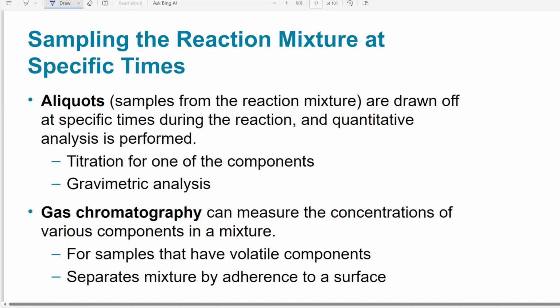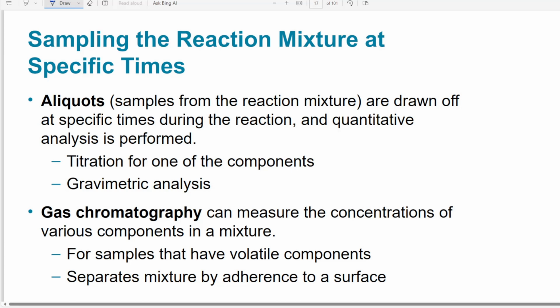Sometimes it isn't possible to measure the concentration of one of the components without withdrawing a sample of that component. So aliquots can be taken at specific time intervals during the reaction and then an analysis performed. For example, a titration can be done or a gravimetric analysis, which means to use a scale to weigh the sample. Also, gas chromatography can be used to measure the concentrations of various components in the mixture, assuming that you have an internal standard for that.